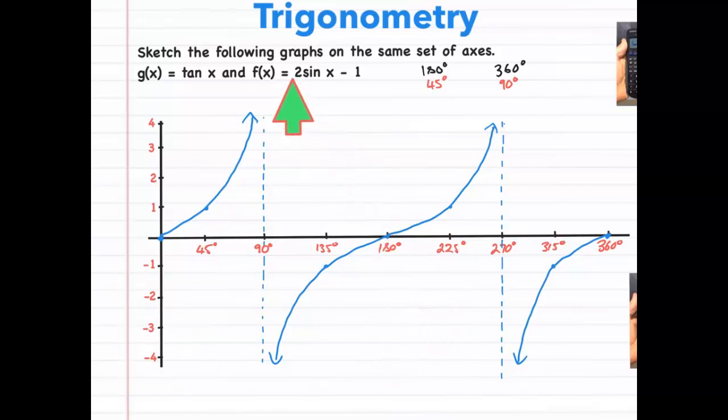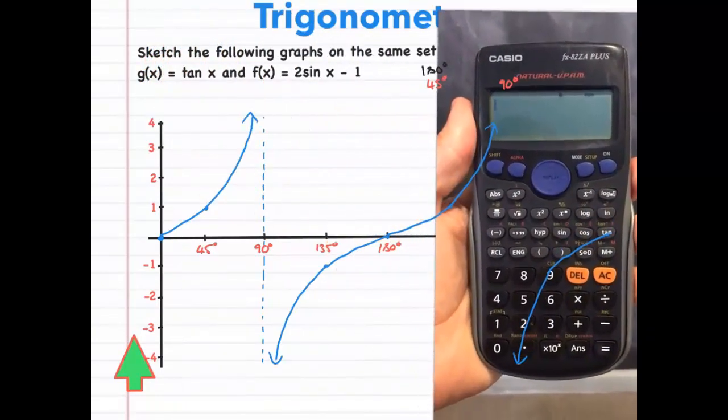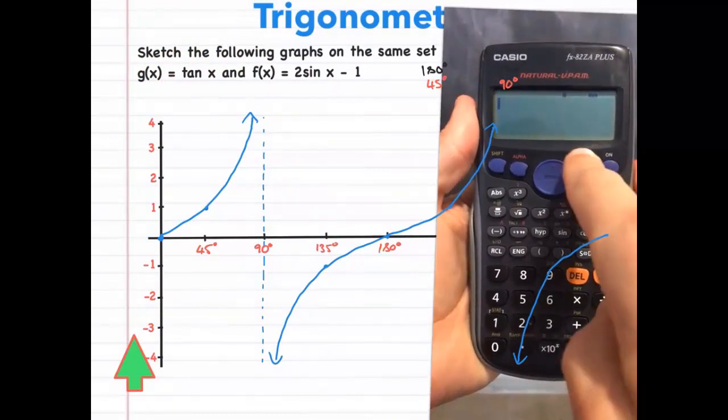Now we want to draw in the sine function. So it's 2 sine x minus 1. And again, I am just going to take out my calculator and use it to find my coordinate points. So here is the calculator. There we go. And let's see what our values are.